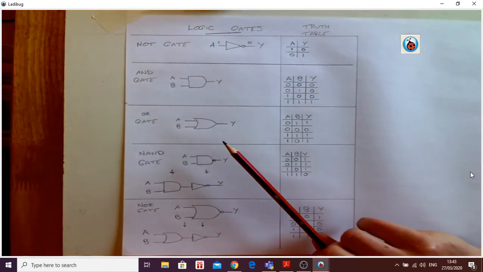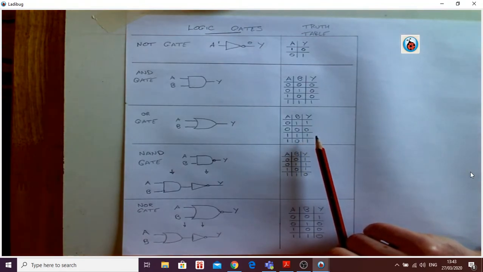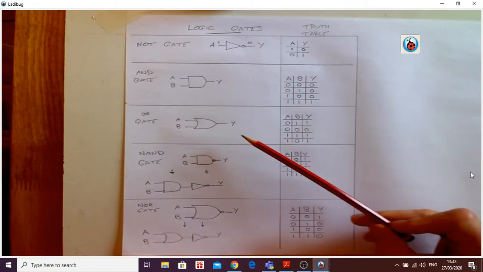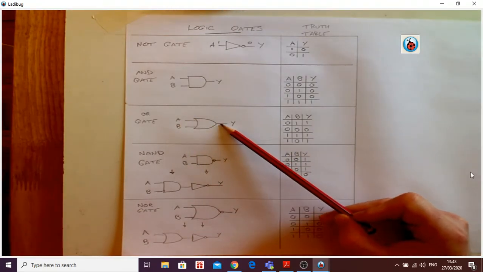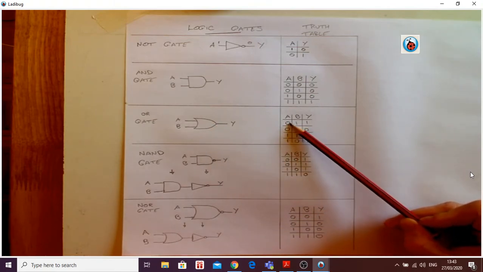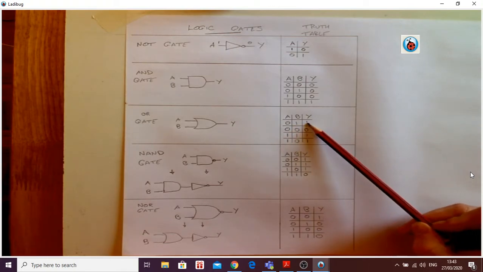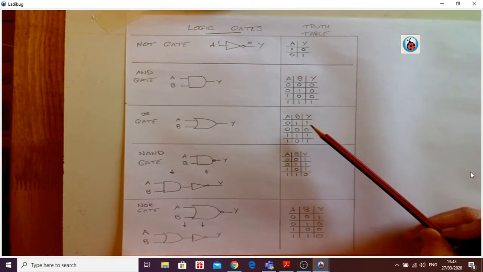For an OR gate, if you were looking at the truth table, you would say the opposite is true. If either one of these is 1, then the output is going to be 1. Look over the truth table here. If A is 0 and B is 1, then we get a 1. If A is 0 and B is 0, we get a 0.